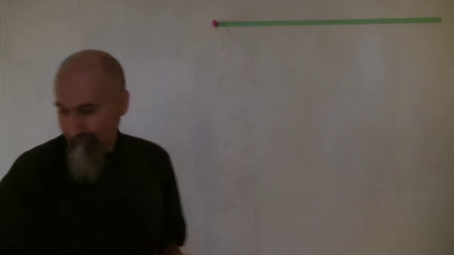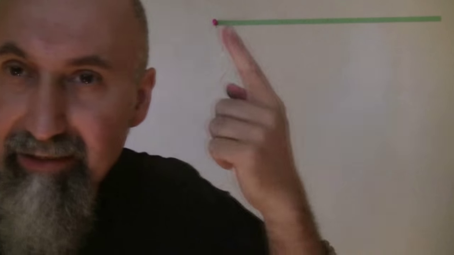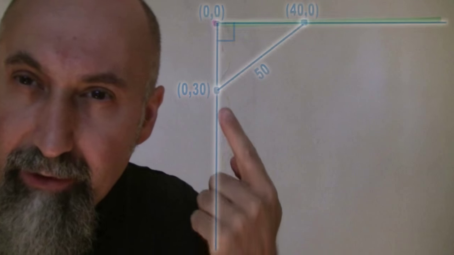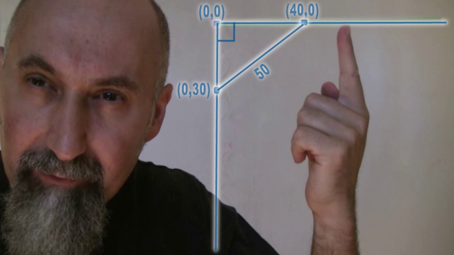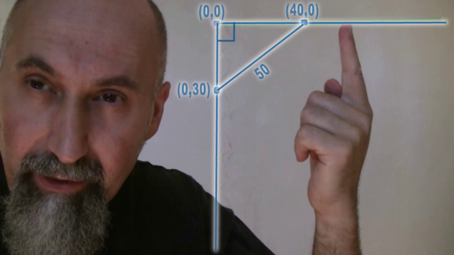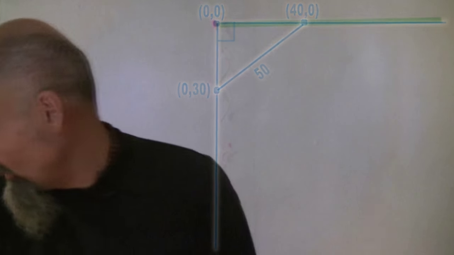Now, what I need to do is create another one of these strings, because I'm gonna have one coming down 30 centimeters here, and I'm gonna go across 40, and from the 40 going 50 this way, right? So I need two of these strings.